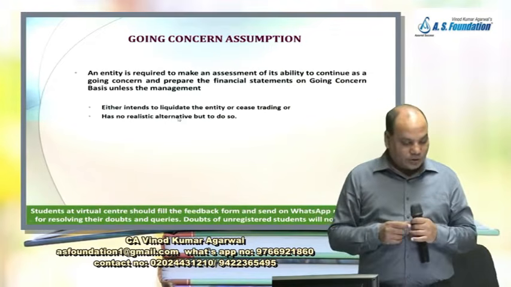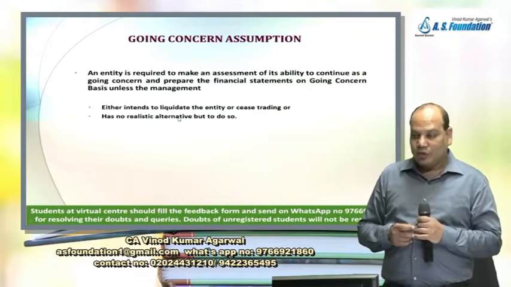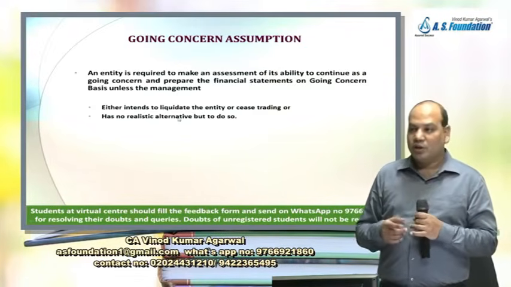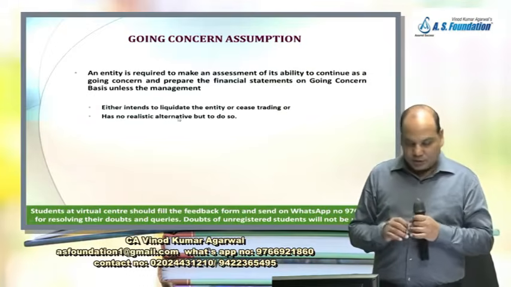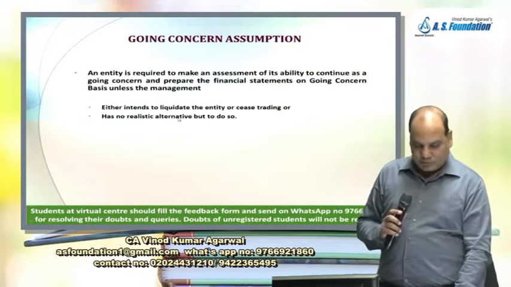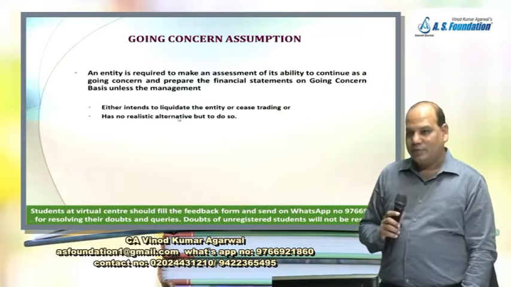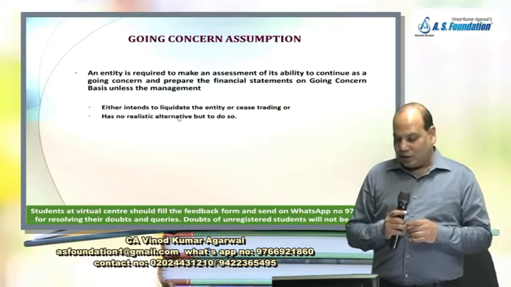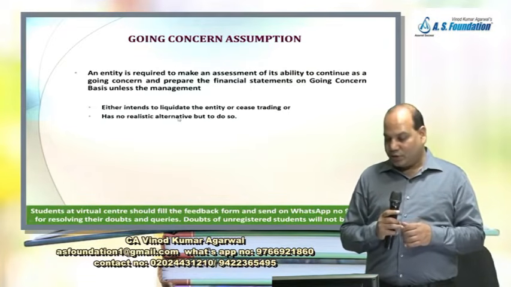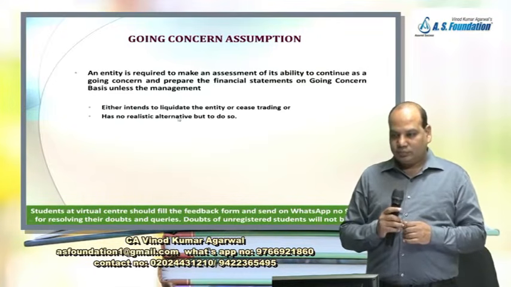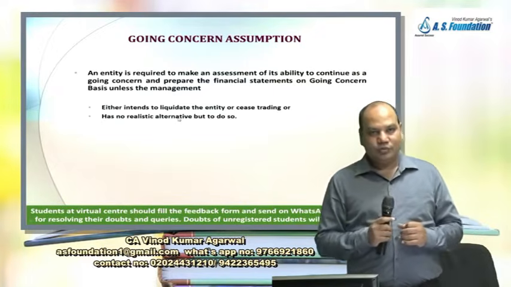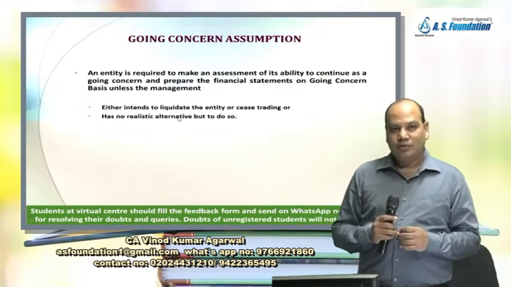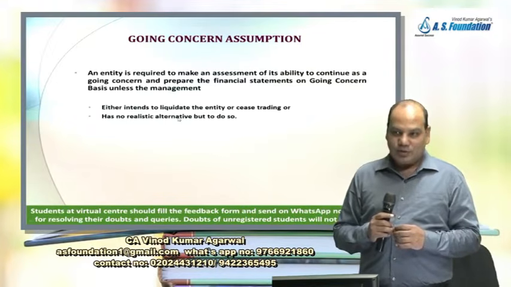So what was my first general feature of financial statement? Fair presentation and compliance with IFRS. Second is going concern assumption. This is the very simple one. From basics of accounting we have been learning. An entity is required to make an assessment of its ability to continue as a going concern and prepare the financial statement on a going concern basis. So what the entities will have to do? They will have to check whether they are a going concern.